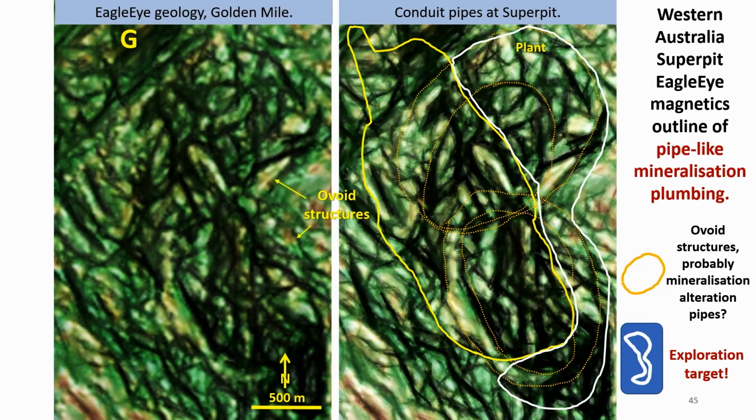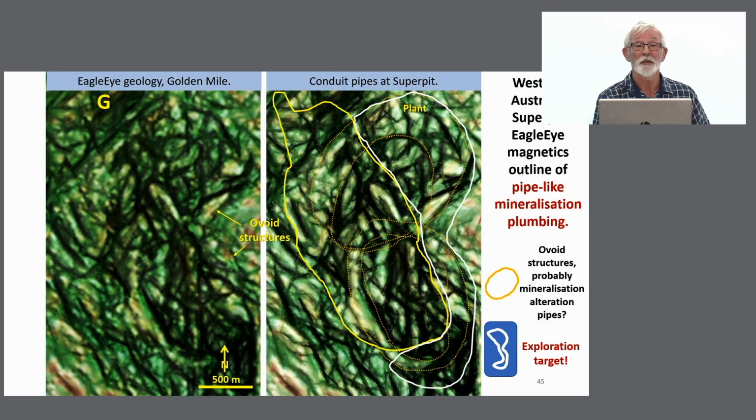Another thing that came out of this was what I think is the actual plumbing system for the Kalgoorlie ore system. When I was looking at it and fuzzed my eyes a little bit, I could see these two large ovoids, I guess like a donut squashed a little bit, with various littler ovoids in the middle, and then another one there. The Superpit sits right over them, or at least over most of them. So the thought was that these are excellent exploration targets.